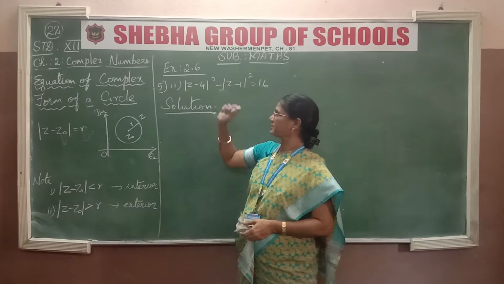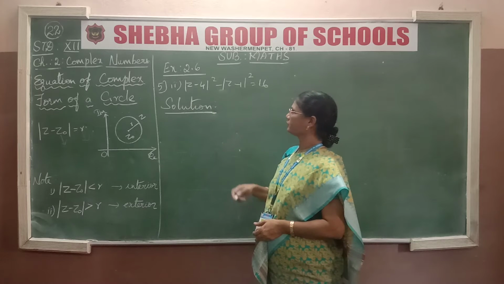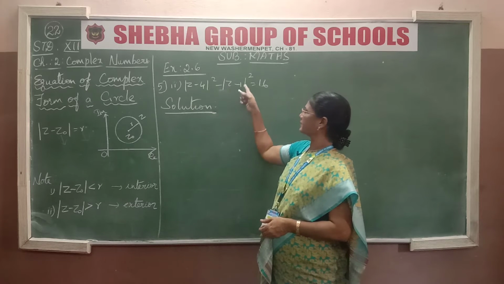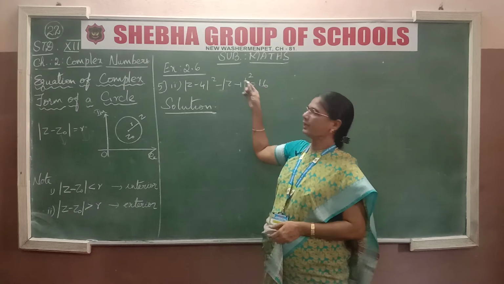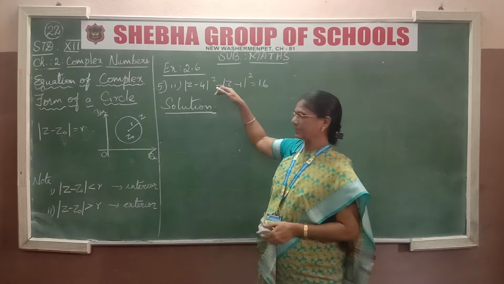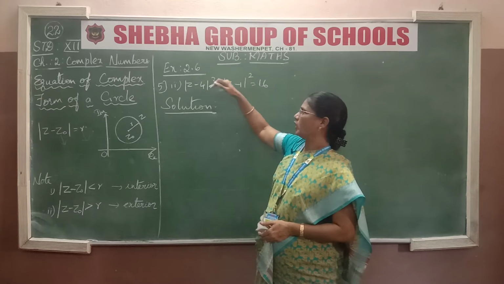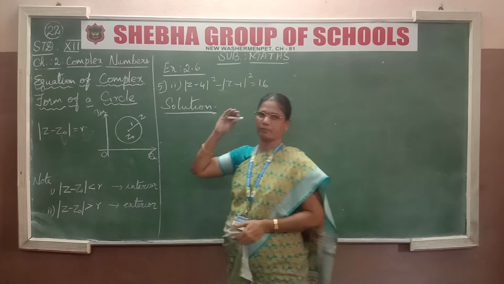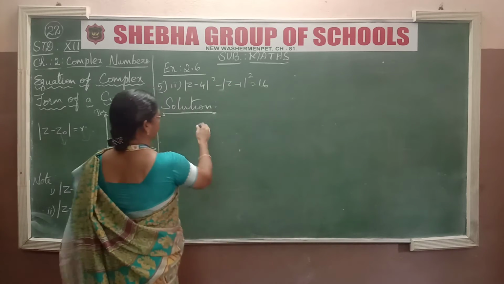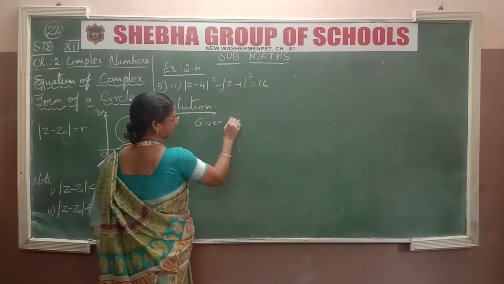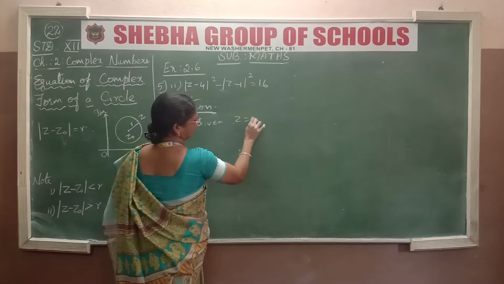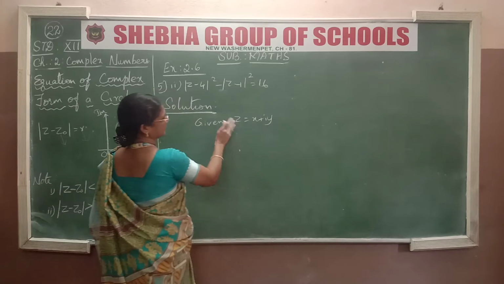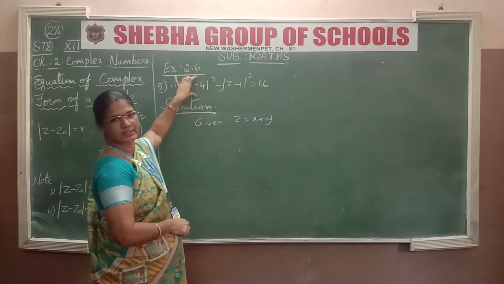Listen, the fifth one. Fifth second subdivision, mod z minus 4 whole square minus mod z minus 1 whole square equal to 16, and it is given z equal to x plus iy, and obtain the Cartesian form of the equation or locus of the equation. These two are same only. So first what is given? It is given z equal to x plus iy. Same. We are using this in this equation.